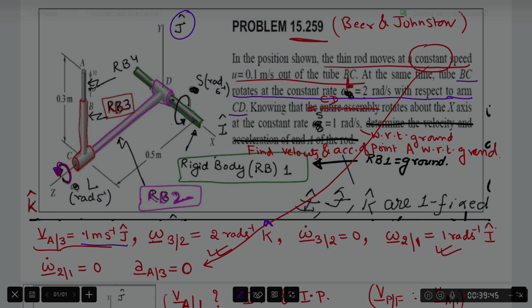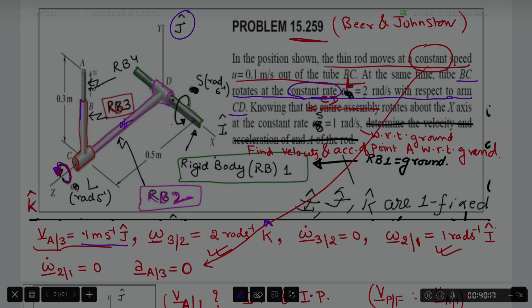Further, it says that the tube BC rotates at the constant rate. It means that omega dot 32 will be 0. If the observer is sitting on this purple tube, purple RB, and he observes the motion of the red RB, the red RB rotates with the angular velocity which is constant.